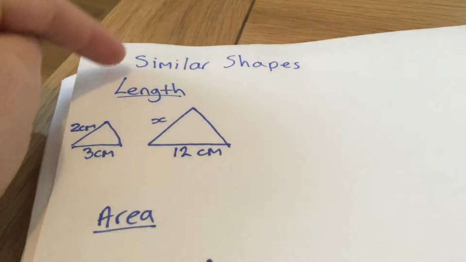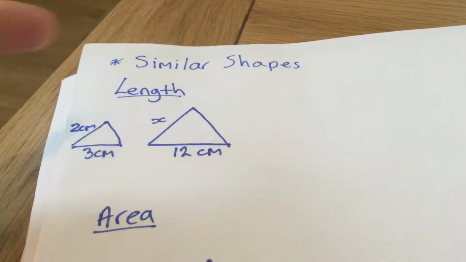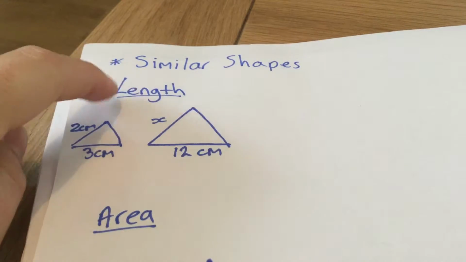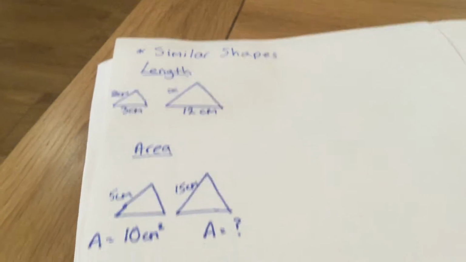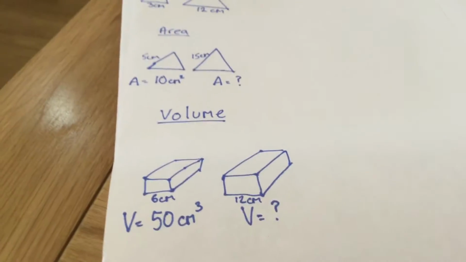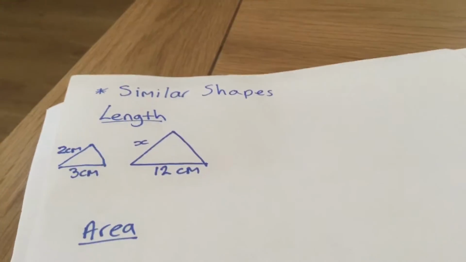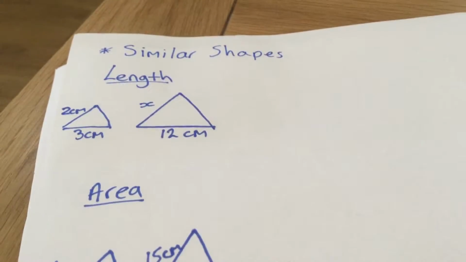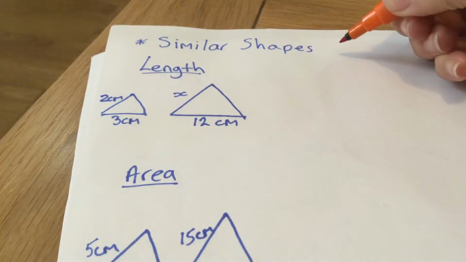We're going to have a look at similar shapes now, and we're going to look at 3 different ways that they can ask you questions about similar shapes. They can either ask you about length, or area, or volume. The 4th one we'll look at is a mixture between area and volume, and that's when things get quite difficult. But for the most part, similar shapes is fairly straightforward.